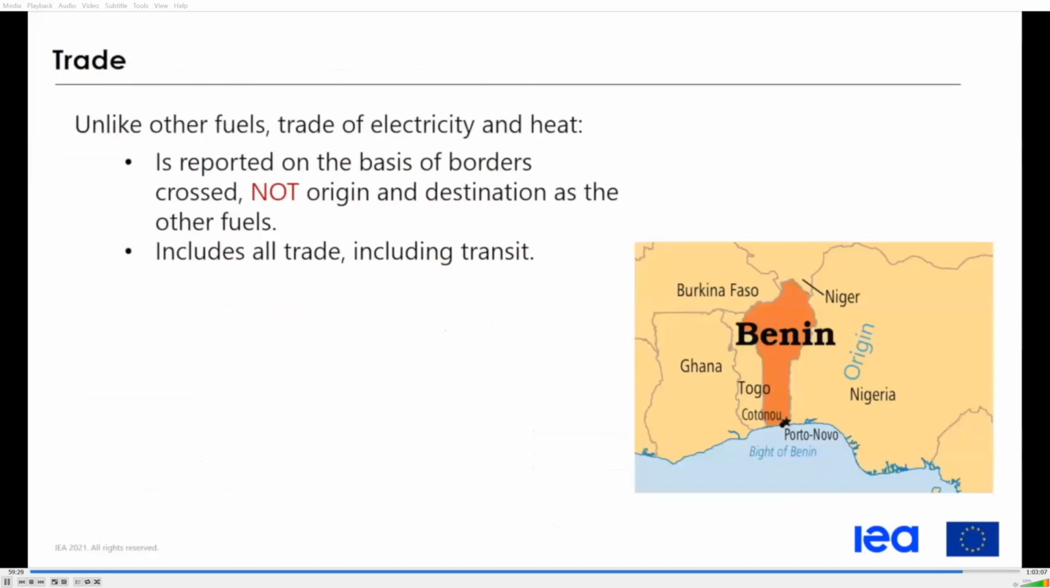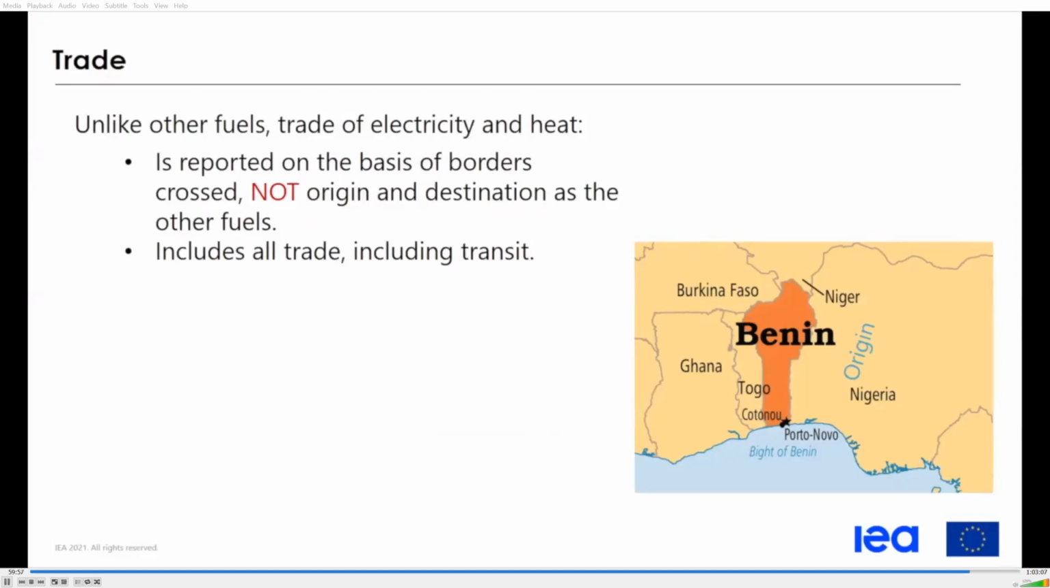Now, to finish, let's look at trade for electricity. As I told you, there are specific rules regarding trade of electricity. Unlike other fuels, trade of electricity and heat are more difficult to understand because they are not physical units that you can move by yourself. It's a flow of electrons through a cable. So how do you report this?